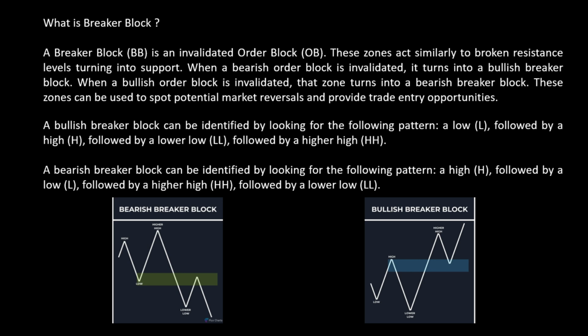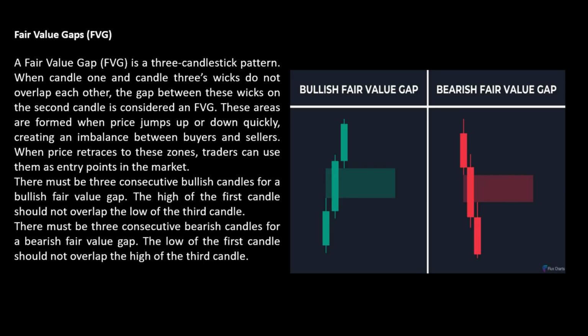A bullish breaker block can be identified by looking for the following pattern: a low, L, followed by a high, H, followed by a lower low, LL, followed by a higher high, HH. A bearish breaker block can be identified by looking for the following pattern: a high, H, followed by a low, L, followed by a higher high, HH, followed by a lower low, LL.